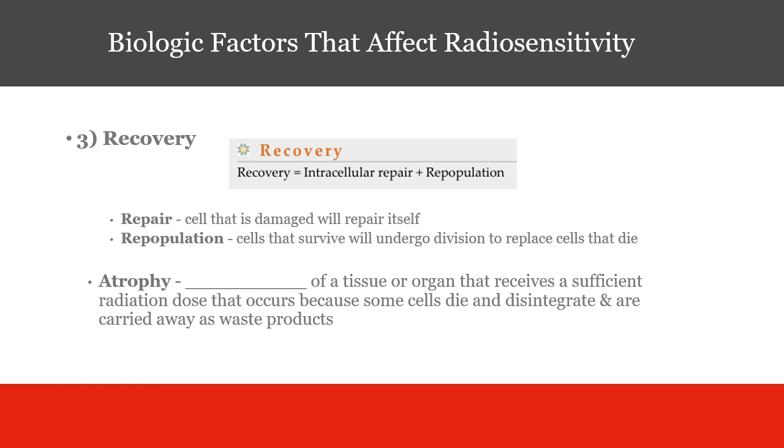Atrophy is when a tissue or organ shrinks and it receives a sufficient radiation dose that occurs because some cells die and disintegrate and are carried away as waste products. When you think about atrophy, if you've ever broken a bone, your arm is in a cast, or leg is in a cast, or whatever part's in a cast, there's going to be atrophy or shrinking of tissues or organs, depending upon which we're referring to. And that happens very commonly. So that atrophy also happens when you're talking about radiation damage.